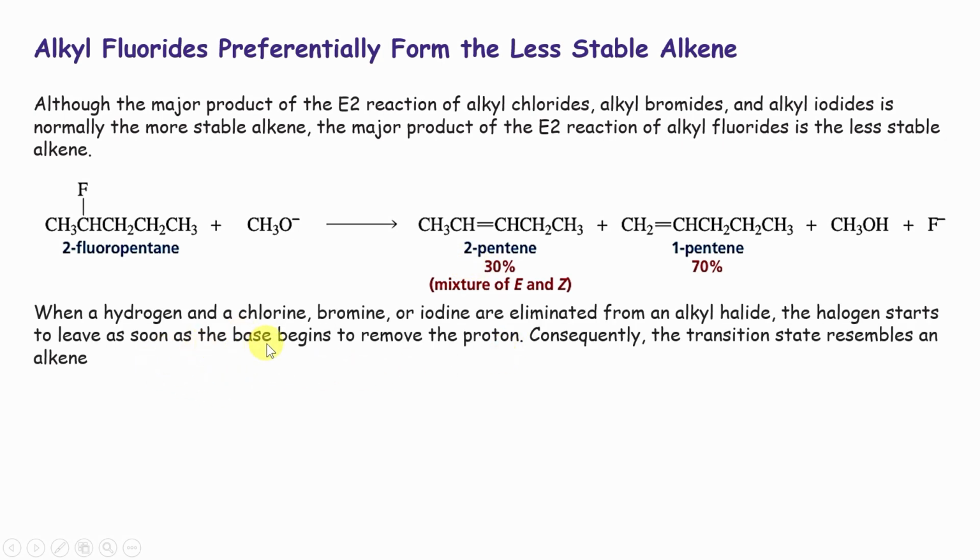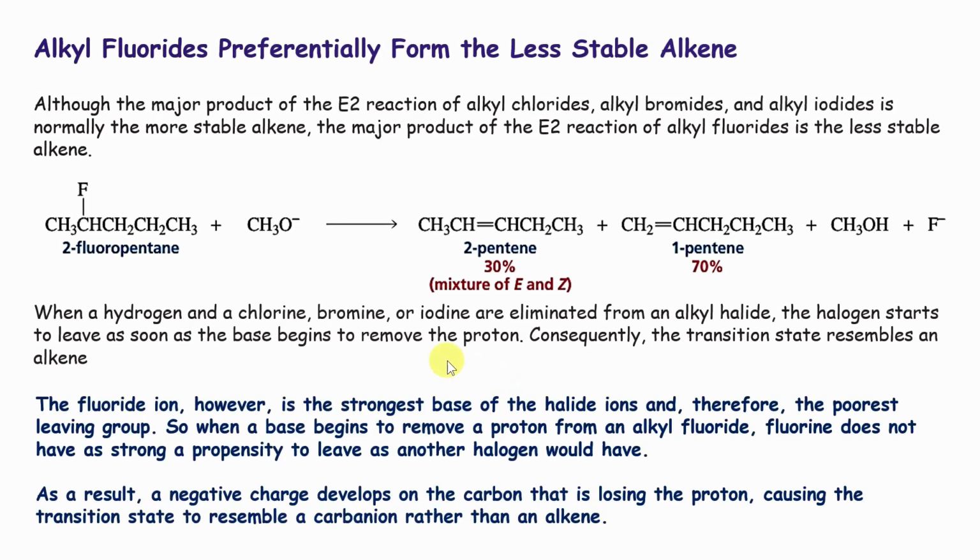When a hydrogen and a chlorine, bromine or iodine are eliminated from an alkyl halide, the halogen starts to leave as soon as the base begins to remove the proton. Consequently, the transition state resembles an alkene. Both processes take place simultaneously. But in the case of alkyl fluoride, the fluoride ion is the strongest base of the halide ions and therefore the poorest leaving group also.